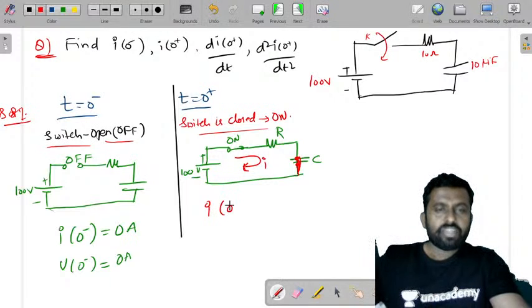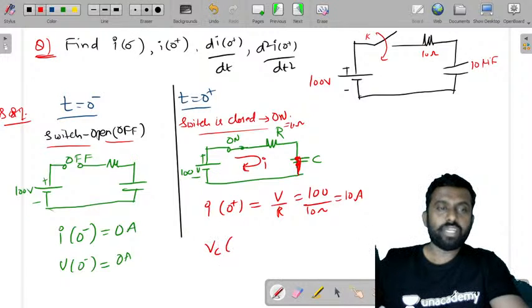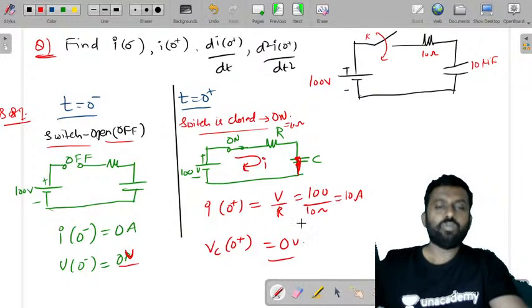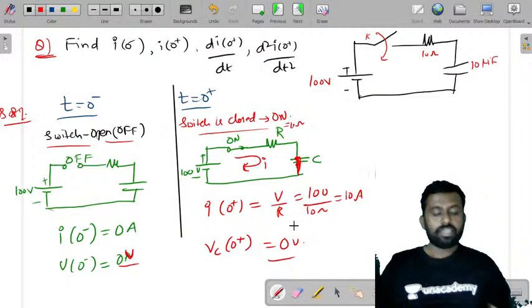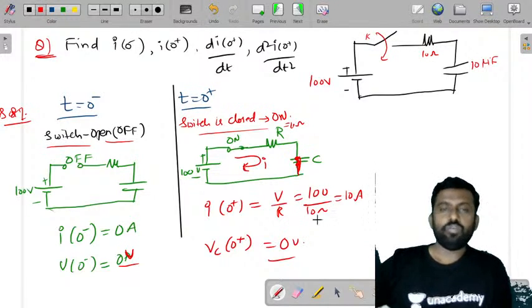Now if you try to find i(0+), it is equal to V by R. V is 100, and R we have taken as 10 ohms, so it is 10 amperes. But if you observe the voltage across the capacitor, v(0+) is still 0 volts. The voltage across the capacitor does not change, but there is a change in the current. Hope you are clear with this.